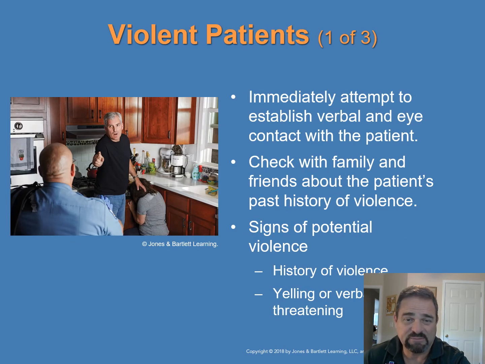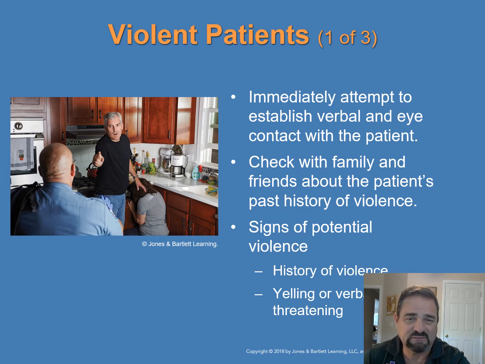All right, violent patients. Immediately attempt to establish verbal and eye contact with the patient. This begins the process of establishing rapport. Check with the family members and friends about the patient's past history of violence. Signs of potential violence: any history of violence, yelling, or verbal threats. In this figure, the patient's posture will indicate the potential for violent behavior.